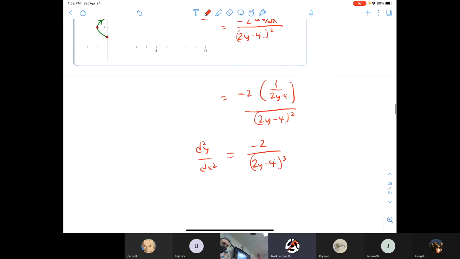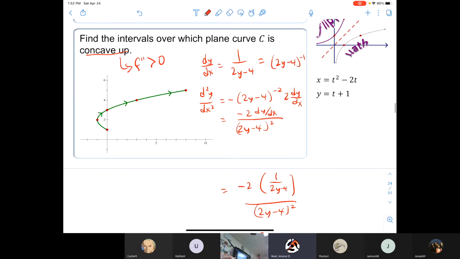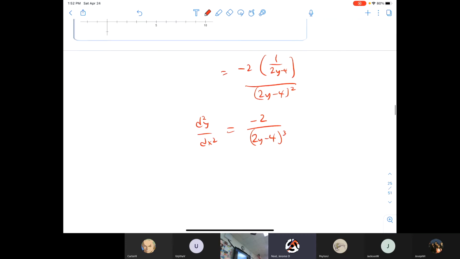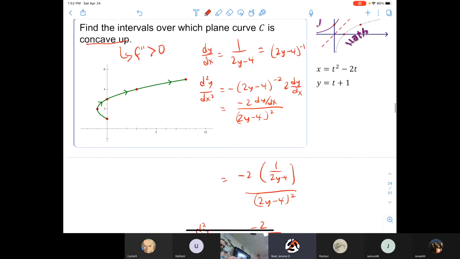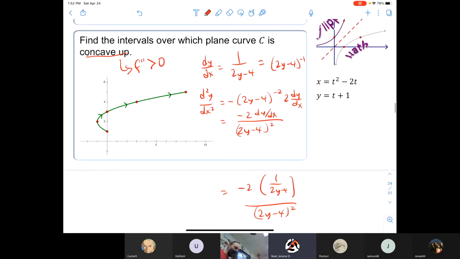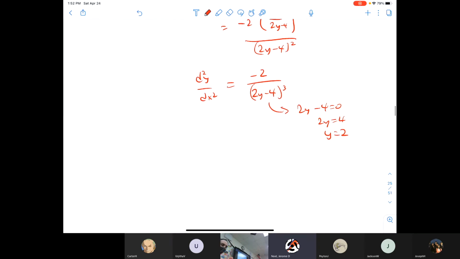What did we want for this? We wanted concave up. So concave up happens when the second derivative is greater than 0. So usually what we do, of course, is we find critical numbers, right? I'm not going to get anything from the top, but I can get something from the bottom. 2y minus 4 is equal to 0, 2y is equal to 4, so y is equal to 2. Then we usually set up a little interval. Do you remember what the smallest y value was from our graph? Yeah, 1. And then I think it goes to 5. So it's from 1 to 5 is what our intervals are going to be.